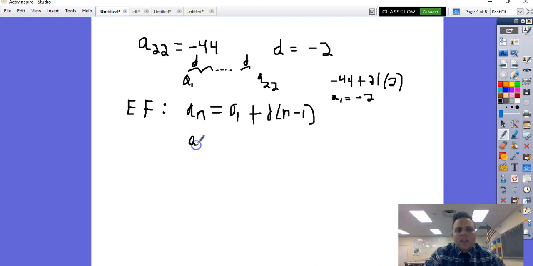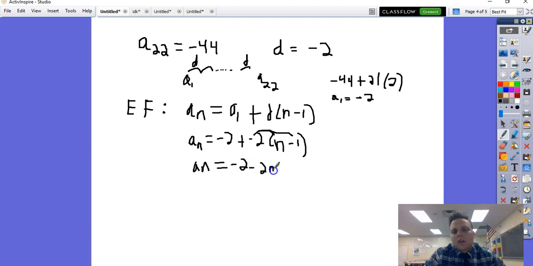So I can just say a sub n is equal to negative 2 plus negative 2 times n minus 1. Alright, multiply the negative 2 in, and you're going to get a sub n is equal to negative 2 minus 2n plus 2. Negative 2 and positive 2 cancel each other out, so you're going to get a sub n is equal to negative 2n.